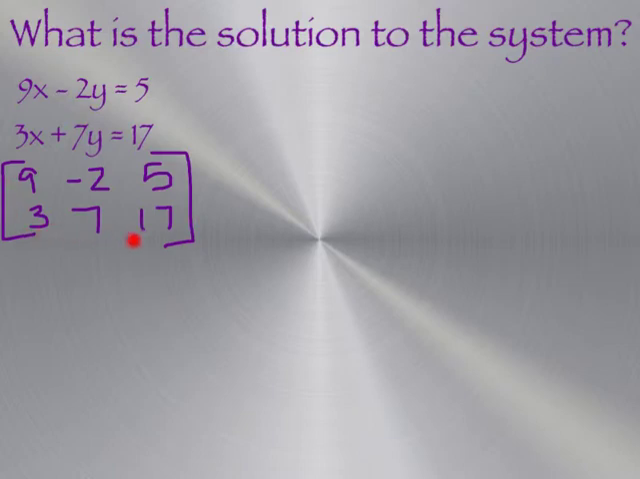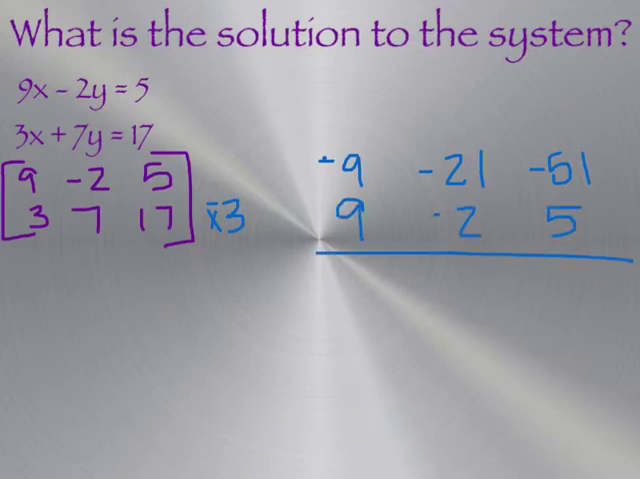I see first off, if I multiplied my bottom row by a negative 3, my 9 and my negative 9 would end up canceling out. So that's the first thing I'm going to go ahead and do. I'll multiply my bottom row by a negative 3. When I do that, I will get a negative 3. I will get negative 9, minus 21, minus 51. And then I'll add that to the top row. Doing that, I get 0, negative 23, and negative 46.